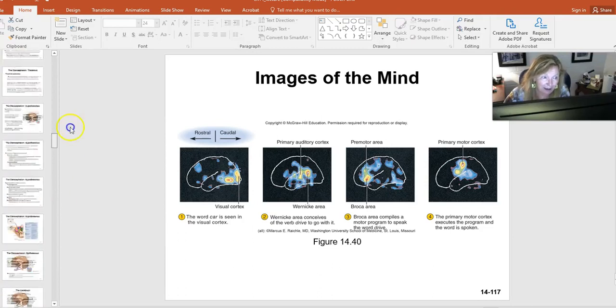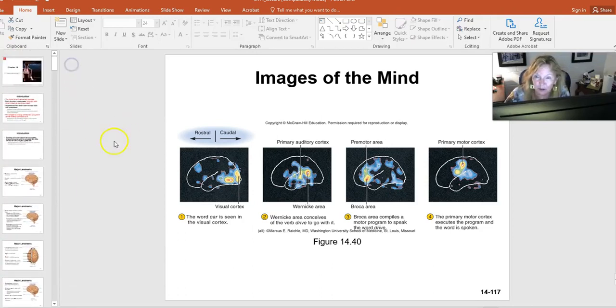So that is our introduction to the brain, looking at the different areas of the brain and what their specific functions are, and then also looking at those 12 cranial nerves and what their specific functions are. So that's it for this topic.